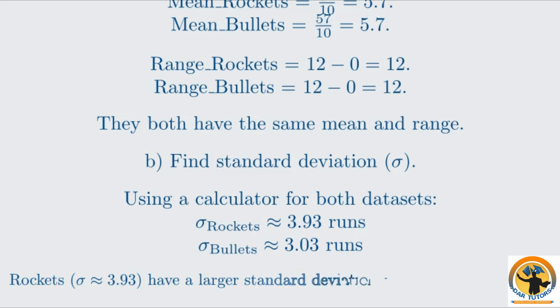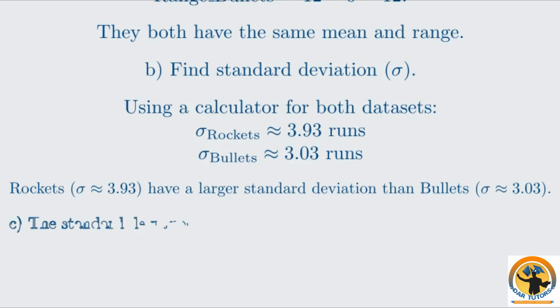We can confirm this by looking at the data. The Rockets scored 2 zeros and an 11, while the Bullets' scores are more clustered. This leads to our conclusion for Part C.